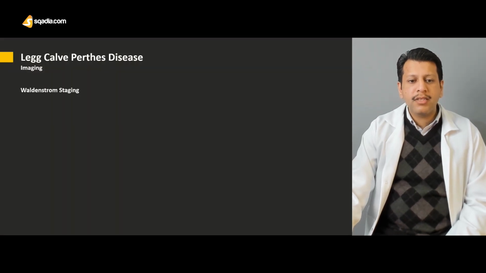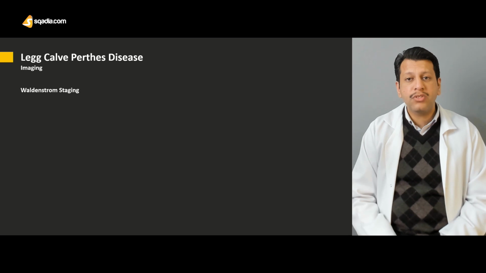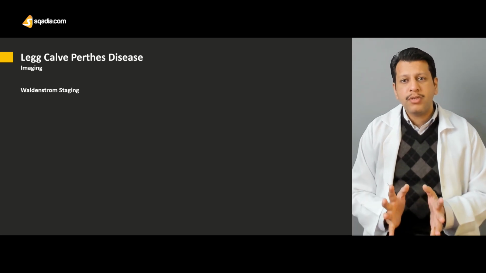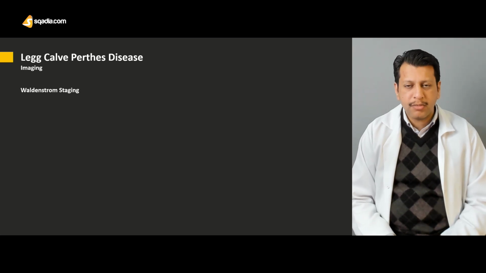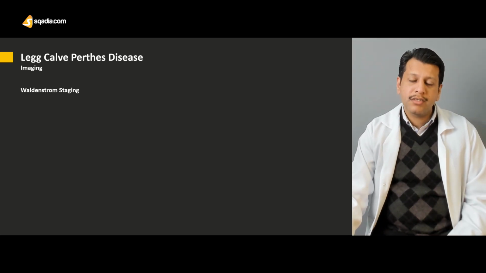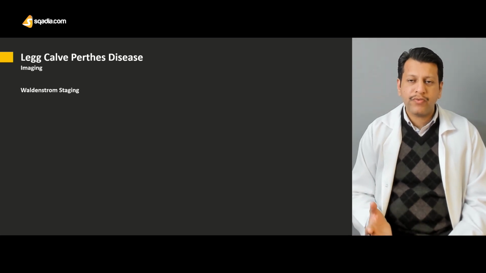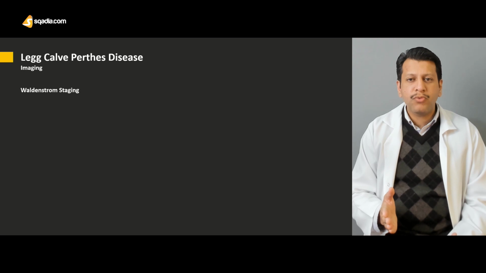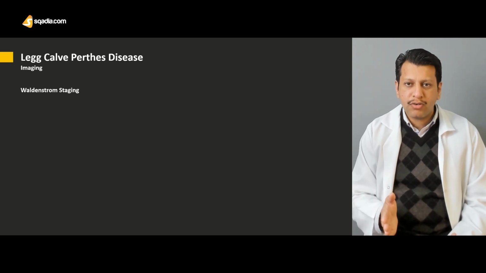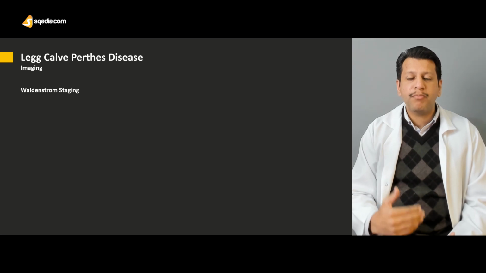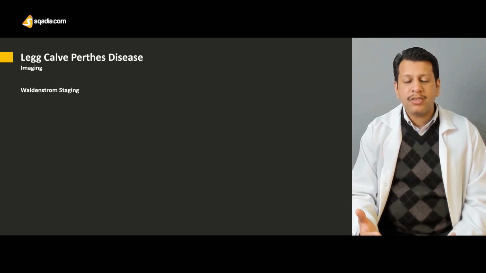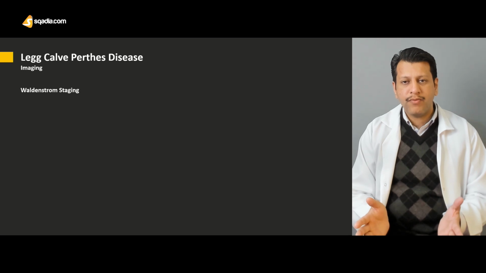For example, there is another staging called the Waldenstrom staging. Waldenstrom staging is more of a pathophysiological staging for LCPD. What it says is that if, for example, at 4 to 5 years of age, there was some traumatic or vascular event, this resulted in some disruption of the blood supply of the head of the femur.